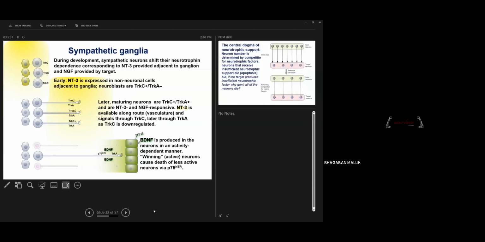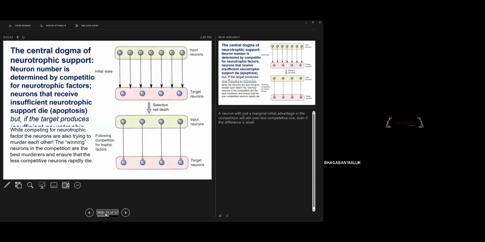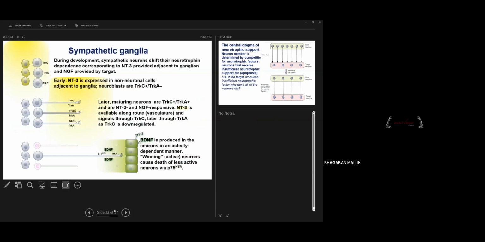So in the latter stage, you can see that the cells which have P75NTR and binding of pro-BDNF, they die. Only these cells survive because you have binding of BDNF to the TRKA. That is how you have survival of some of the neurons in the latter stage of the development, because of this mechanism: BDNF and pro-BDNF, P75NTR, and expression of TRKA.